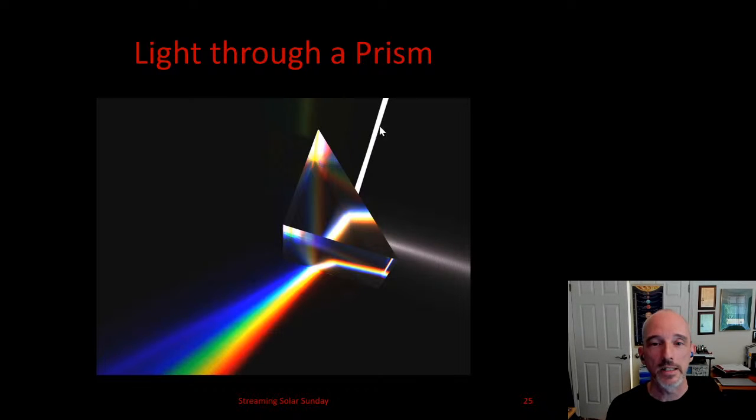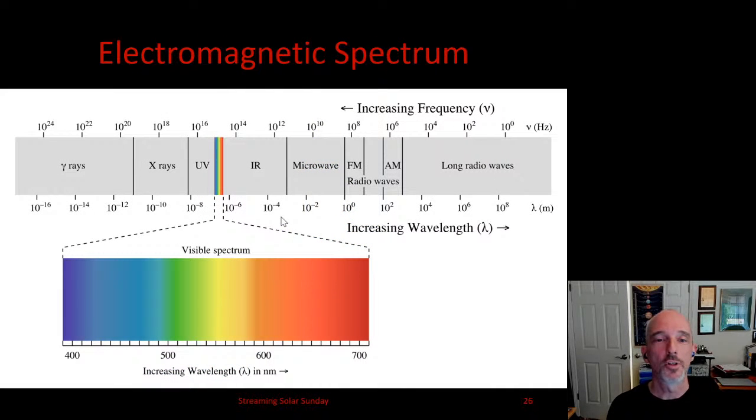So here is a white light beam that's entering this prism, and then the prism is splitting that light into the various colors. This is exactly the colors of the rainbow. And so if we look at that in a little more sciencey way, it looks like this. Light is part of the spectrum of electromagnetic radiation.